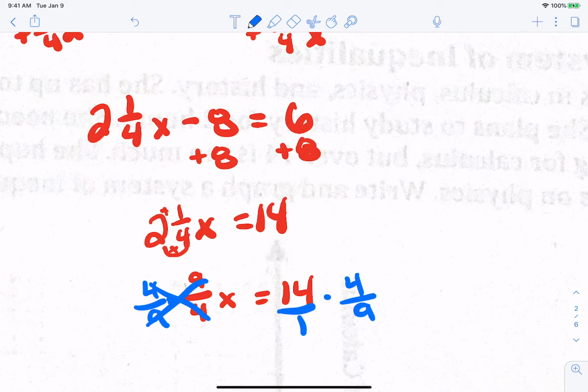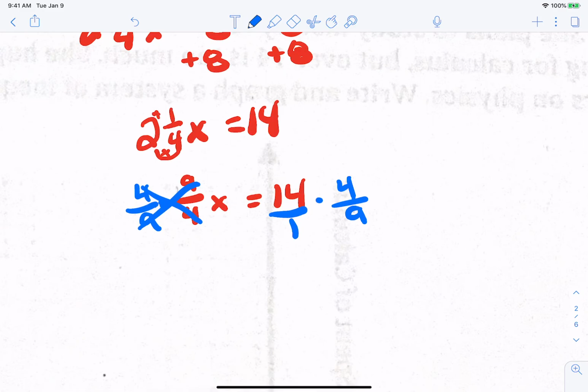Now at this point when you're multiplying, we want to try to reduce if we can. So will anything cross out? Will 1 and a 4 cross out? No, because you can't have a 0 on the bottom. So 14 and 9, will those reduce? No. Let's go ahead and do 14 times 4 over 9. 14 times 4 is 56. So this is 56 over 9. Let's go ahead and do a decimal. 9 times 6 is 54, that would be 2 left over, so this is 6 and 2/9.